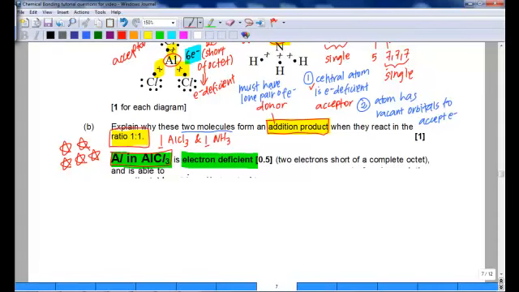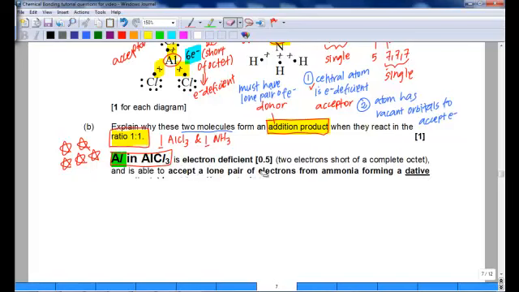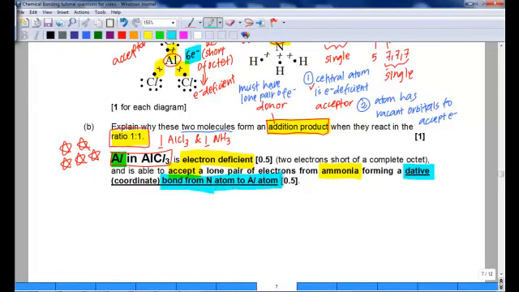Following from here, and hence it is able to accept a lone pair of electrons from ammonia. And you must mention that it is through a dative bond from N atom to Al atom. So you notice in your answer, you talk about the electron deficiency, and you also talk about being able to accept a lone pair from ammonia. And you also need to mention that there is a dative bond from N atom to Al atom.